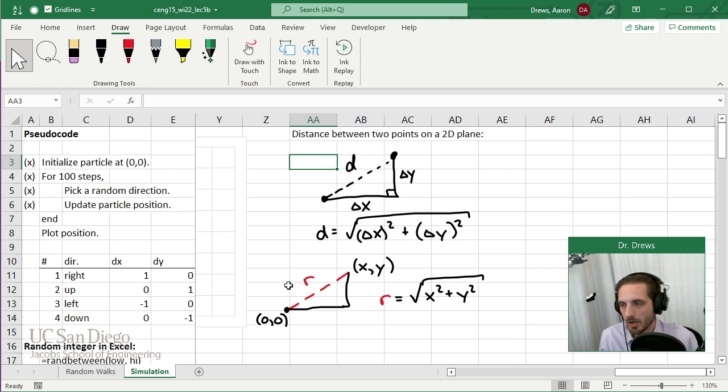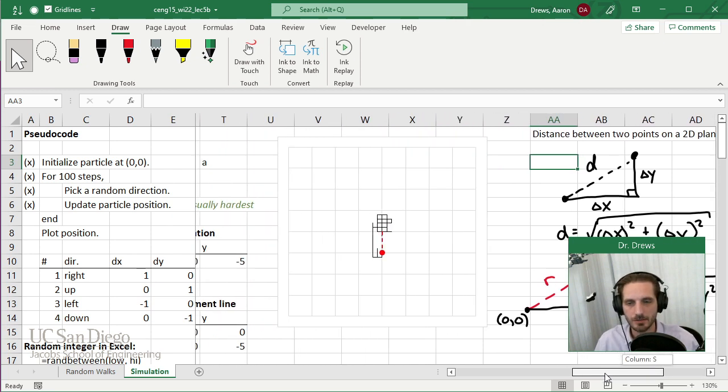But that's just for a random walk. There will be other times where you just need the displacement between an arbitrary set of points, and then you can use that formula that's on here.